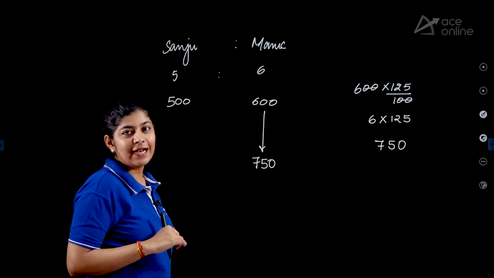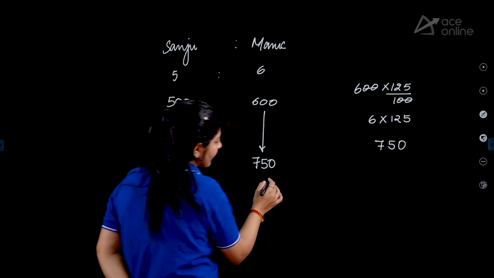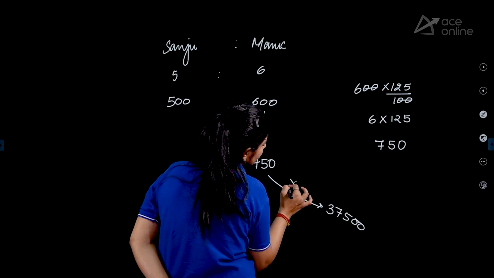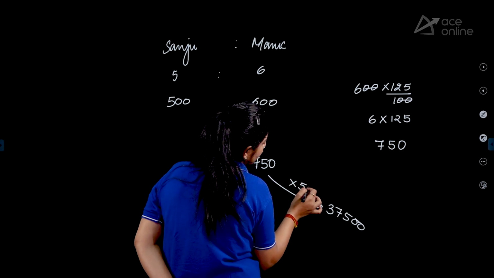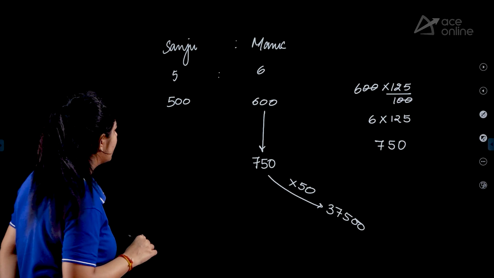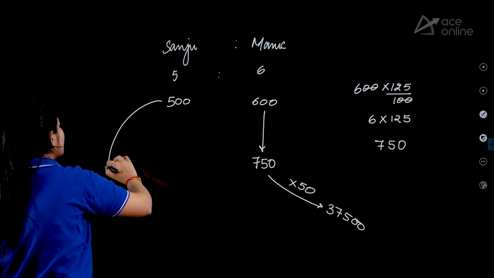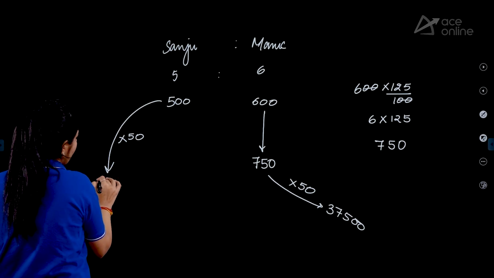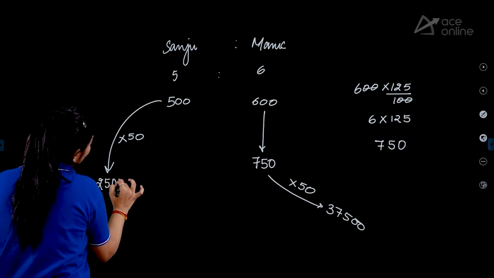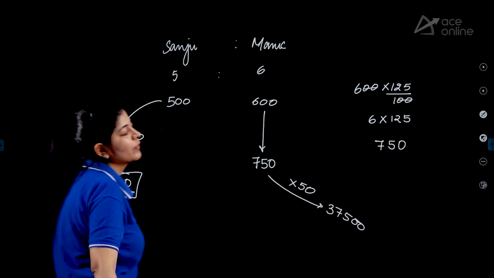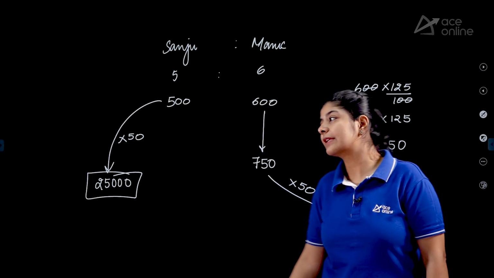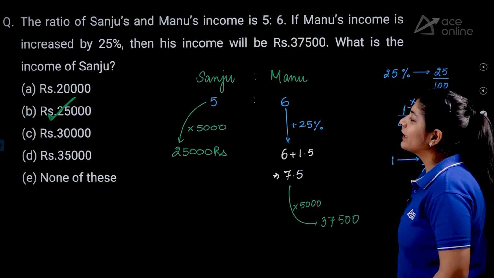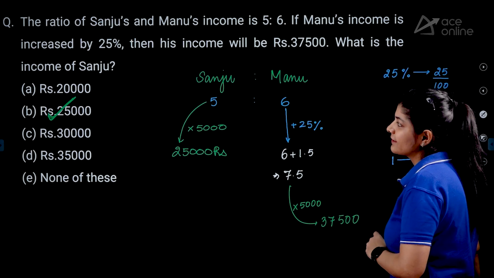But the question says that the salary of Manu is not 750, it is actually equal to 37,500, and this value is present on the multiple of 50, right? So if you have to find out the income of Sanju, you again have to multiply this value by 50. And you will ultimately get the correct answer as 25,000. You will get the value as 25,000. Is it clear? So by this, you can easily find out the answers.